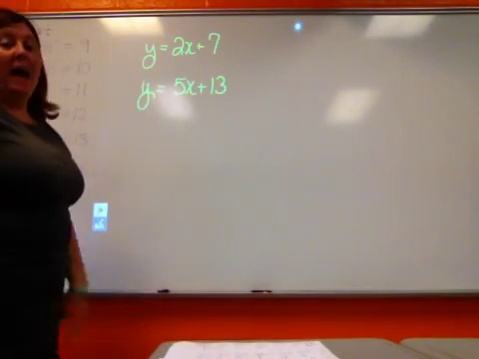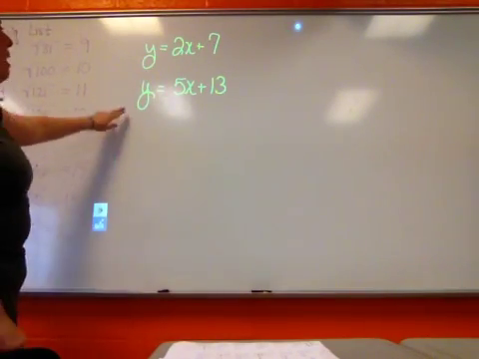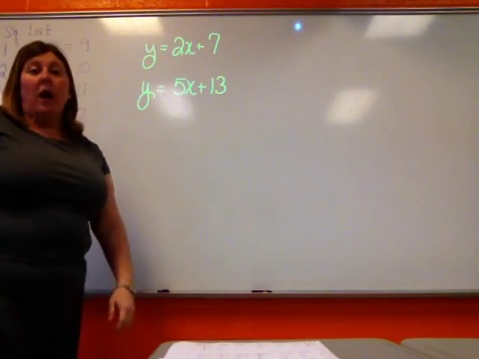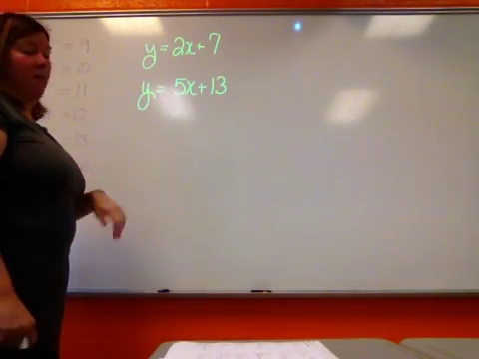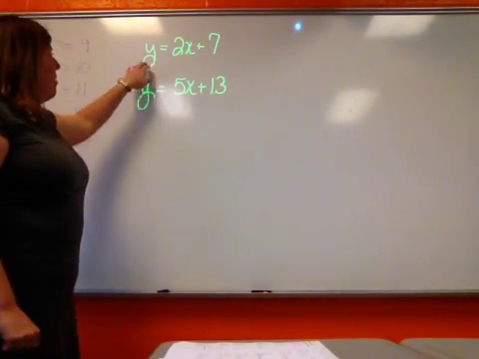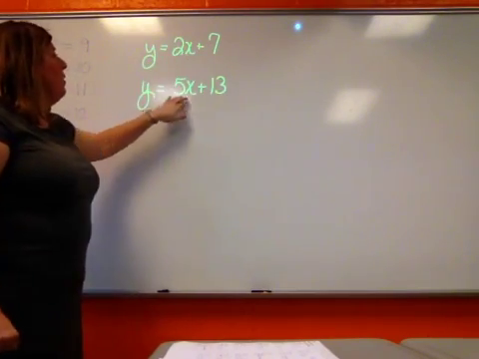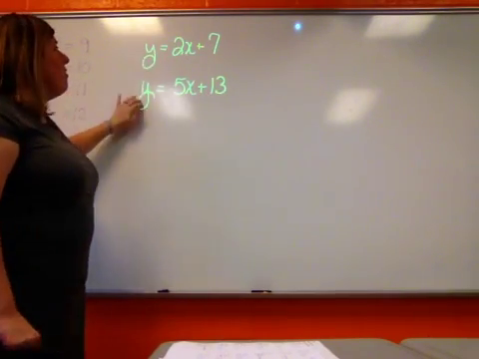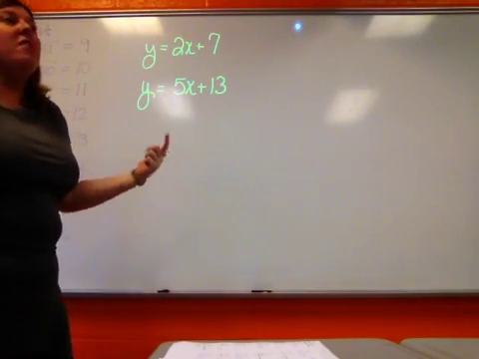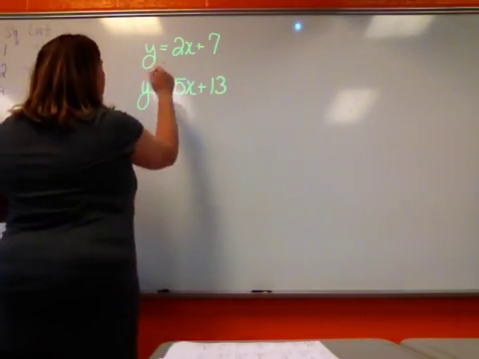Okay, we're going to look at the last type of problem like this, where they're both set equal to y, and you're watching this because you did something incorrectly and missed the answer. So y is equal to 2x plus 7 and y is equal to 5x plus 13. Both of these are solved for y, so I'm using the substitution method. So I'm going to take one of these and substitute.